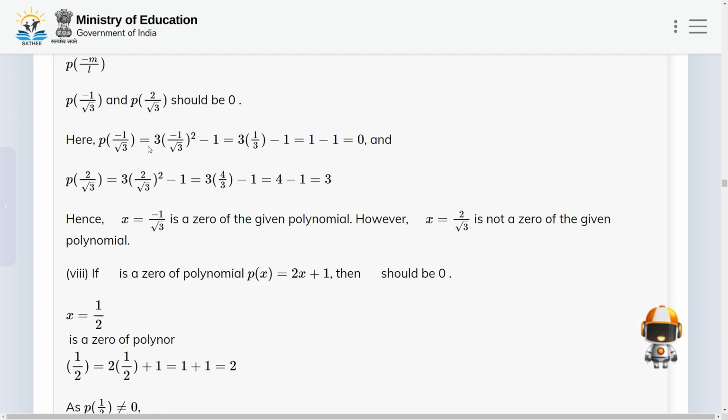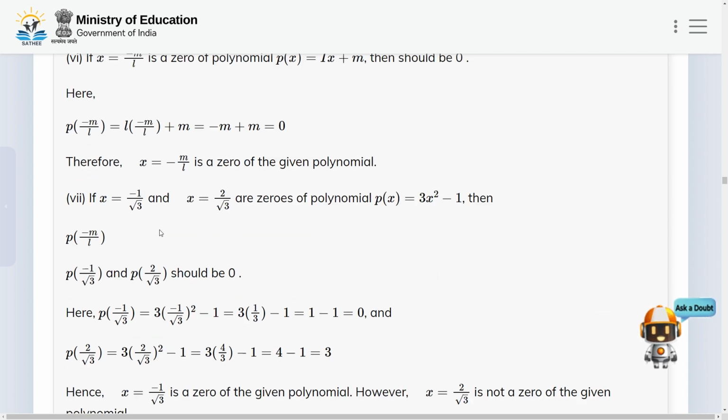And p of 2 by root 3 is equal to 3 times (2 by root 3) whole square minus 1, and this is equal to 3 times 4 by 3 minus 1, that is 4 minus 1, and this is equal to 3. Okay, hence x is equal to minus 1 by root 3 is a 0 of the given polynomial. However, x is equal to 2 by root 3 is not a 0 of the given polynomial.